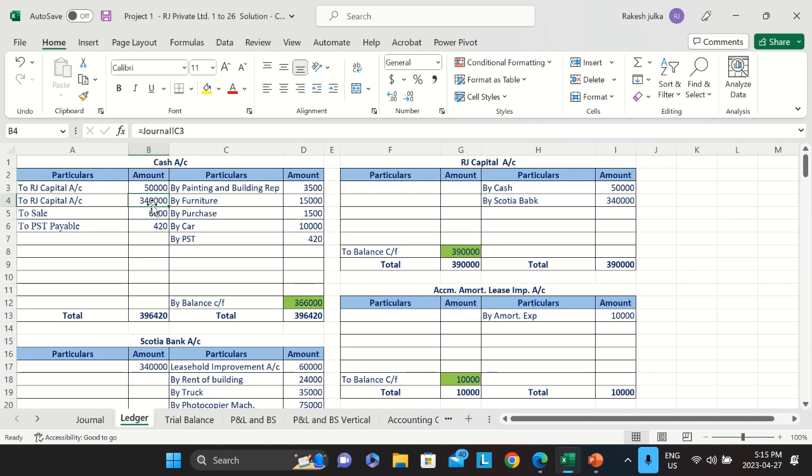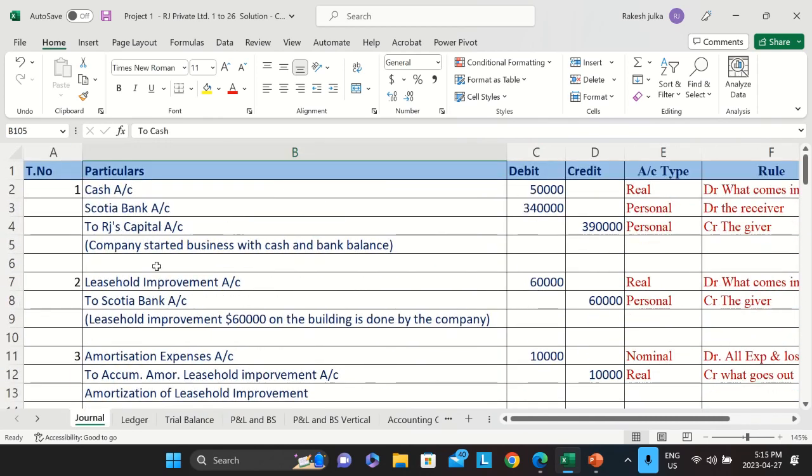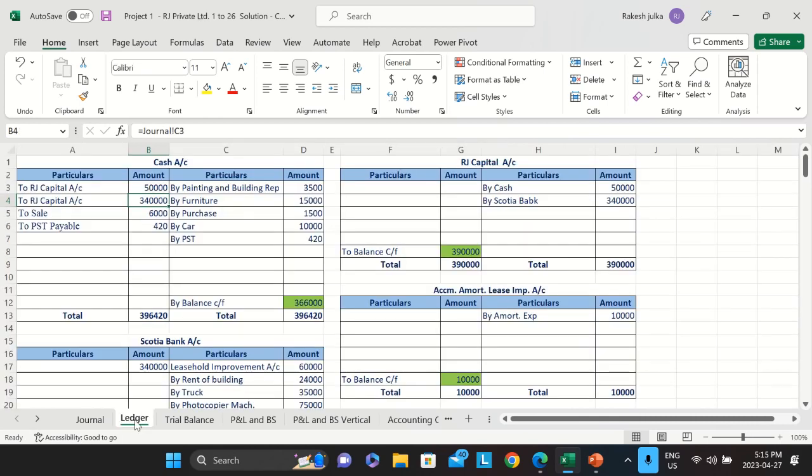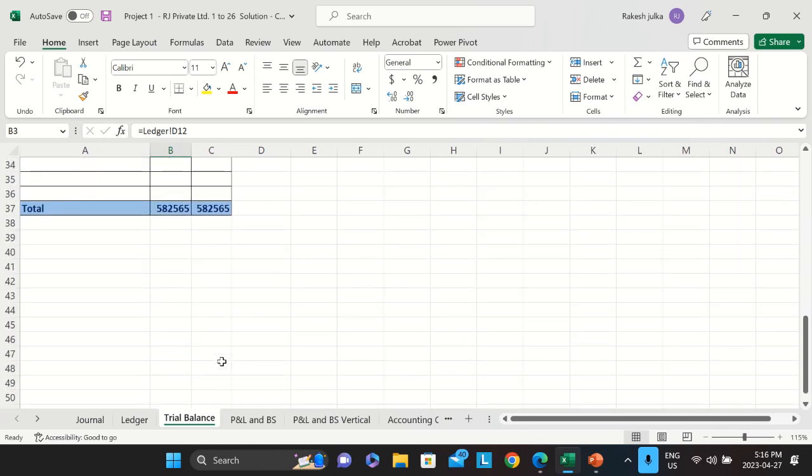In the cash, this is 340, and we can see that it should not be here. RJ's capital, cash account debit to RJ capital 340. Let me see here in the journal. Go up, cash account debit 50,000 to RJ capital. Oh, so it should be only this one. We have just written it double, so no need to write. Now that's okay. It's matching now. 582565, just one entry, it was not matching, but now this is matching.